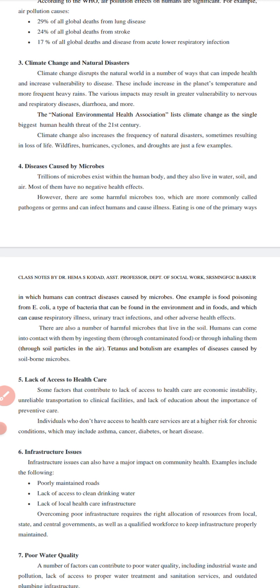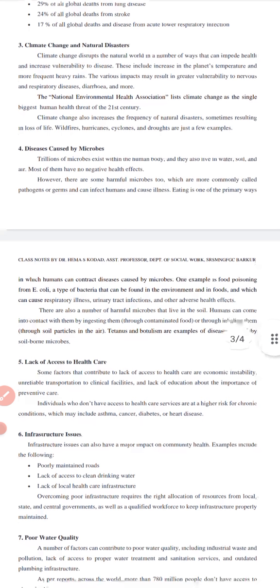However, there are some harmful microbes too, which are more commonly called pathogens or germs, and these can infect humans and cause illnesses. Eating is one of the primary ways in which humans can contract diseases caused by these microbes. One example is food poisoning from E. coli. E. coli is a type of bacteria which is found in the environment and in foods, and this can cause respiratory illness, urinary tract infections, and other adverse health effects.